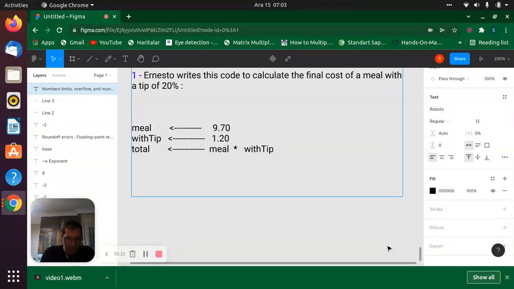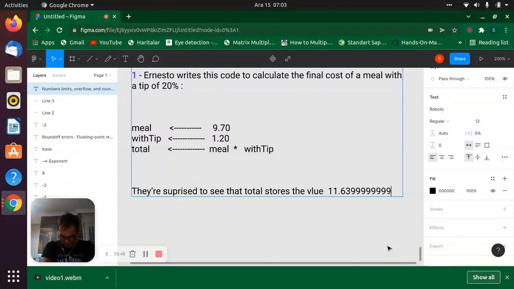They were surprised to see that total stores, the volume, like 11.93, and all the time is going like this, instead of this one.